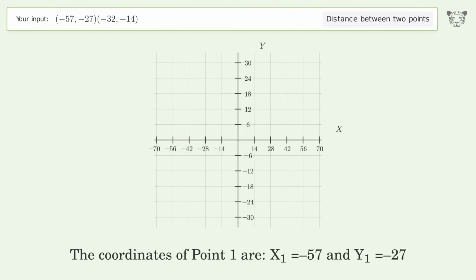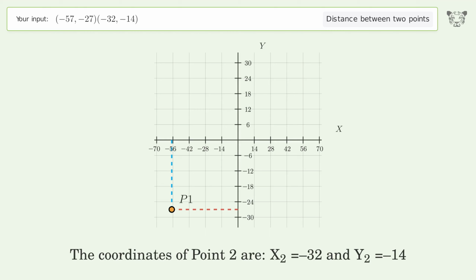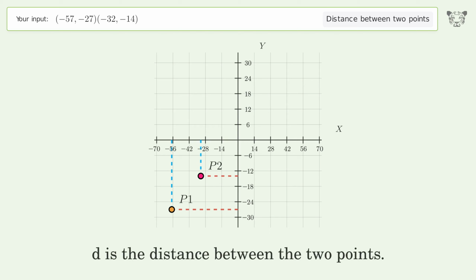The coordinates of point 1 are, x1 equals negative 57 and y1 equals negative 27. The coordinates of point 2 are, x2 equals negative 32 and y2 equals negative 14. D is the distance between the 2 points.